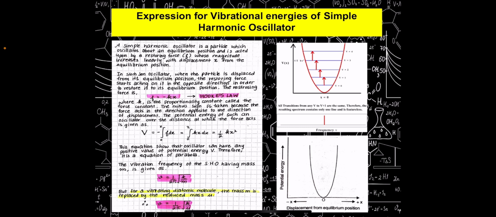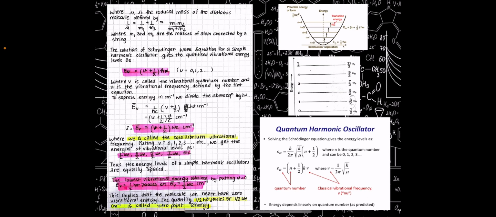The vibrational frequency of the simple harmonic oscillator having mass m is given as nu is equal to 1 upon 2 pi under root k upon mu, where mu is the reduced mass of the diatomic molecule, and here m1 and m2 are the masses of atoms which are connected by a spring.